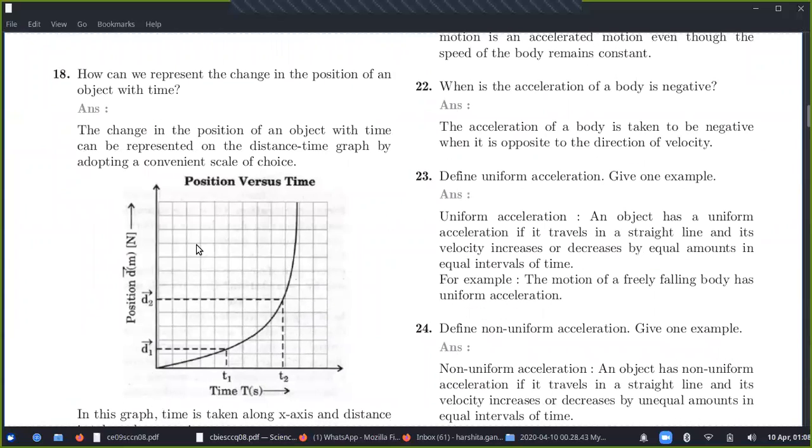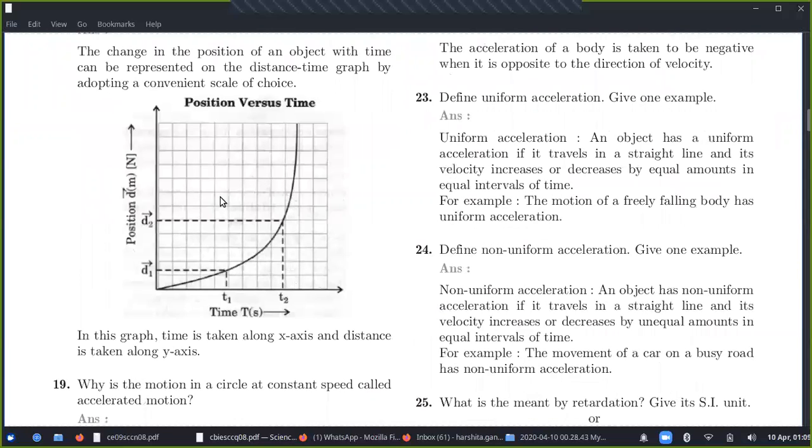Okay, how can we represent the change in the position of an object with time? So the change in the position of an object with time can be represented on a distance-time graph, definitely, because I have to show position and time, so on the y-axis there will be position or distance and on the x-axis there will be time, by adopting a convenient scale of choice.